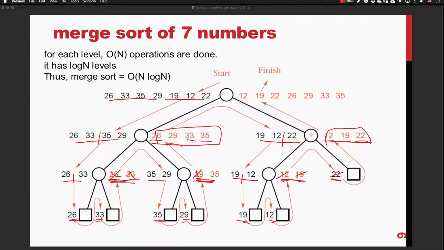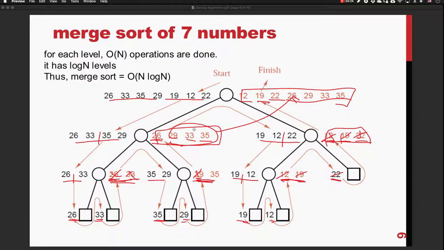Now between those two sorted lists, we do the same thing. 26, 12, 12 first. 26, 19, 19 first. 26, 22, 22 first. The rest, there's nothing on the right, so the rest is just put at the end. Now this is done. So that's how merge sort actually works.